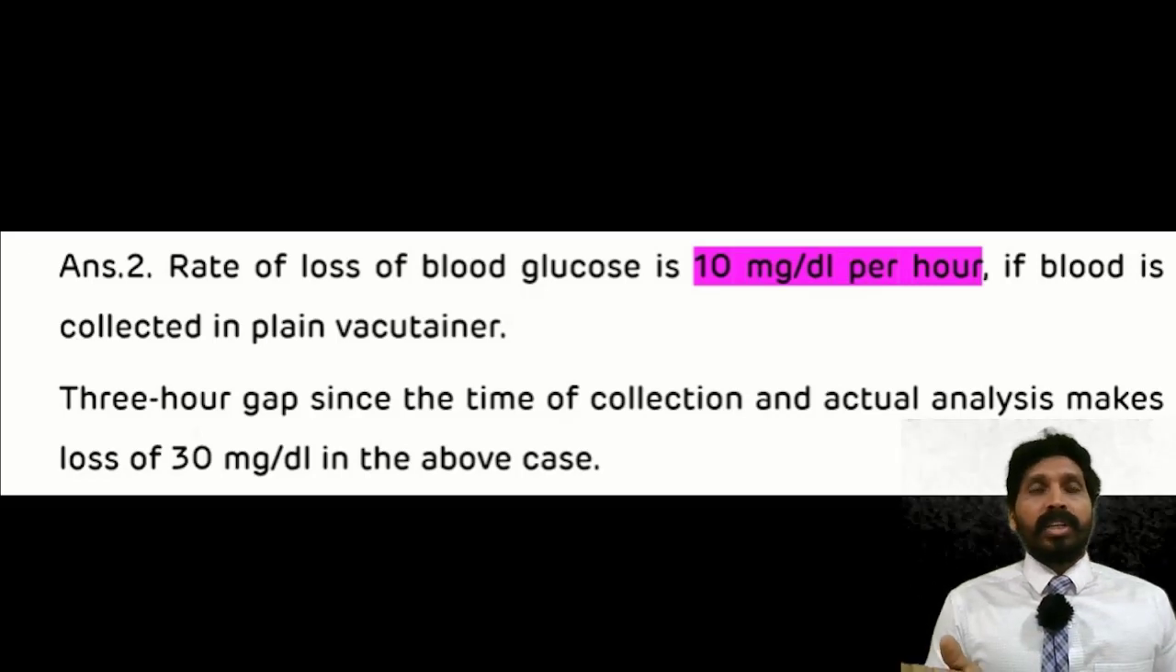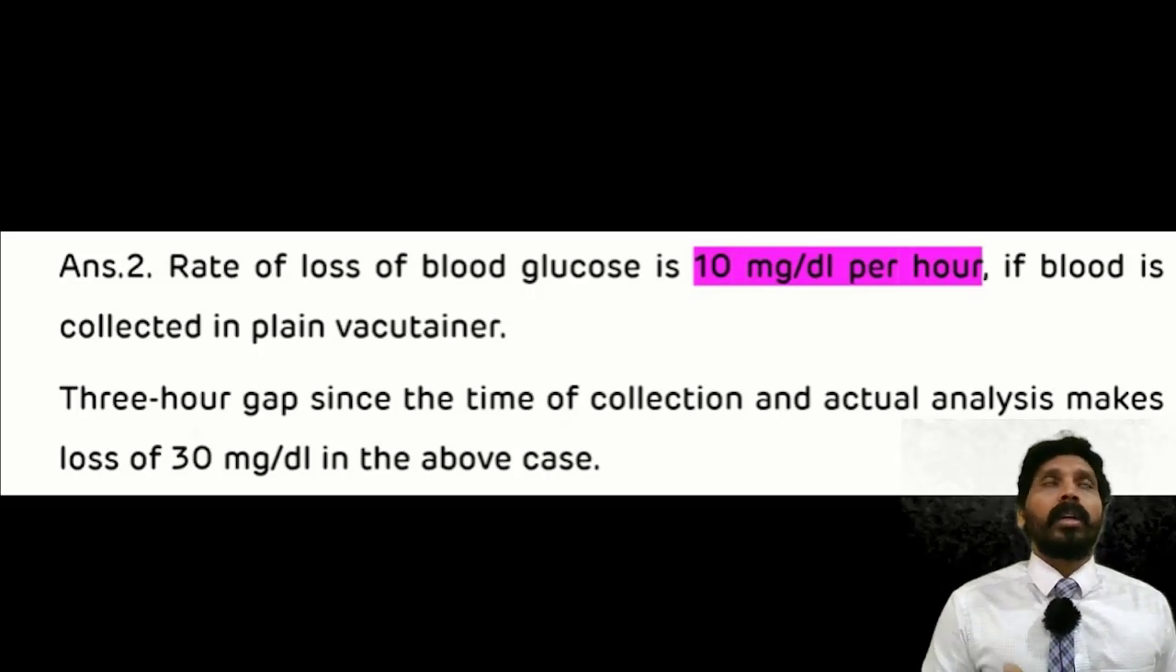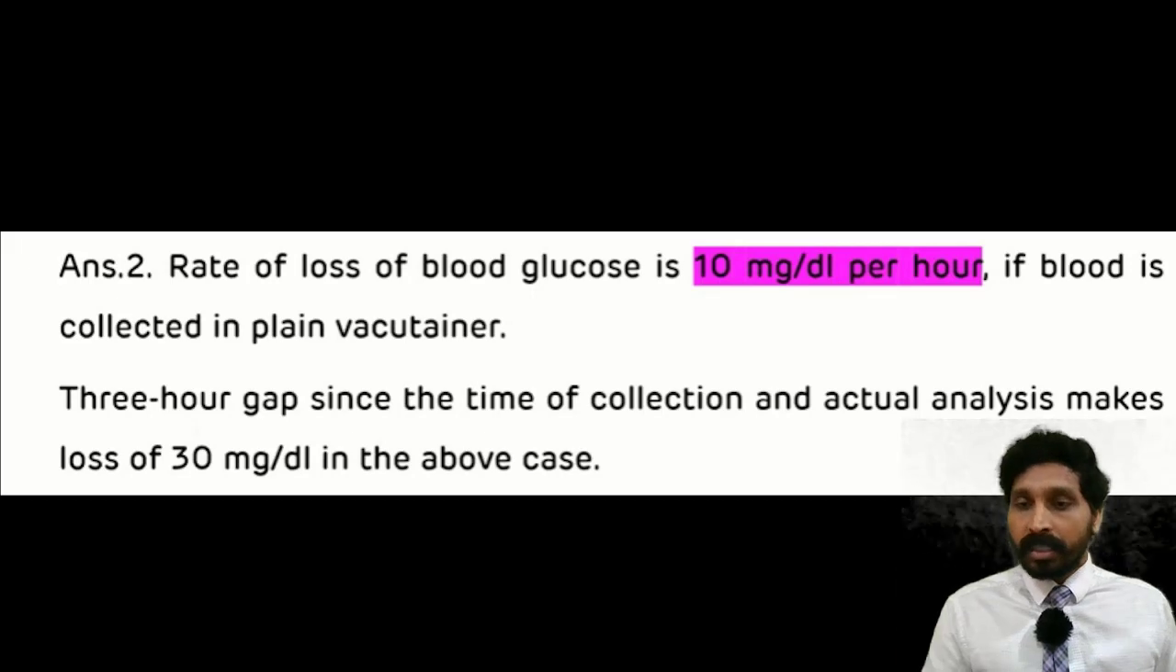So in the 3 hours the blood was left standing, there is almost a loss of 30 milligrams per deciliter. So that means 30 plus 42, it was about 72. The person is normal, is in a conscious state, so is not hypoglycemic.